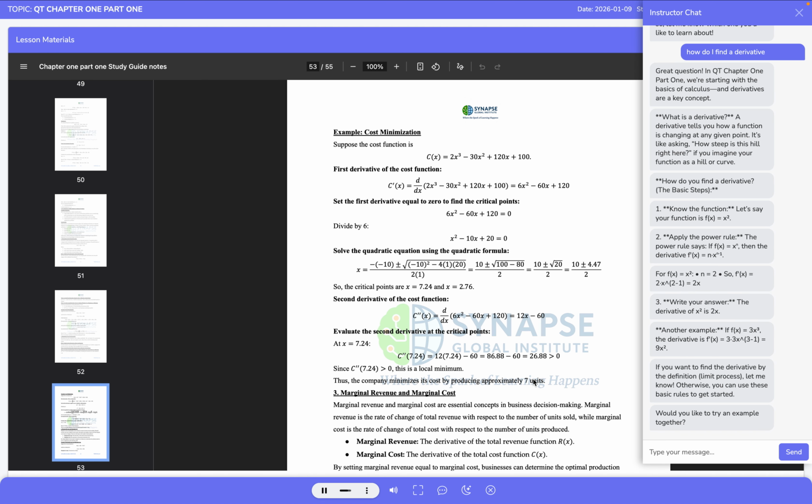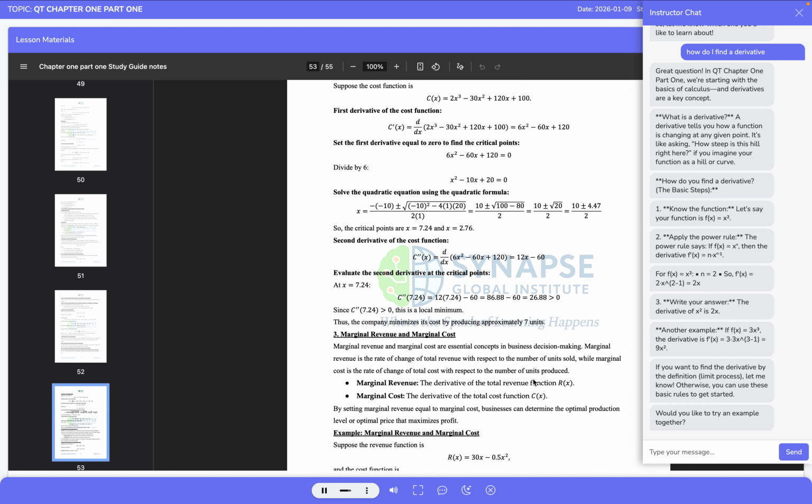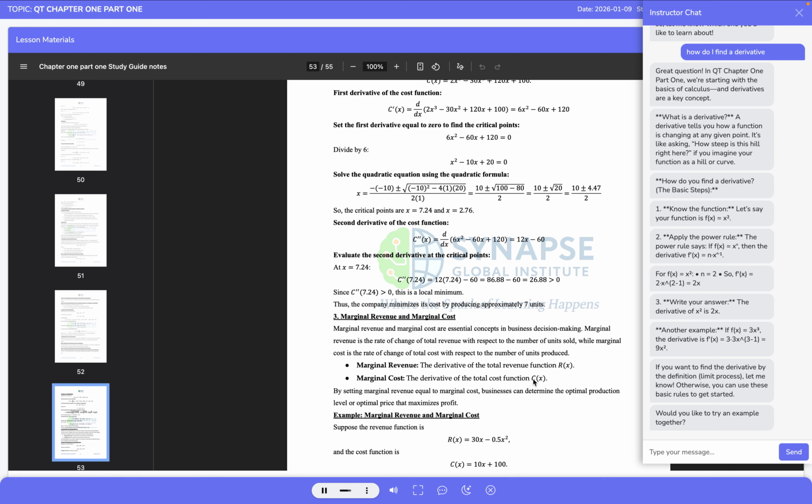The second derivative of the cost function is 12x minus 60. Evaluating this at x equals 7.24 gives a positive value, indicating a local minimum. This tells us that the company minimizes its cost by producing approximately 7 units. Marginal revenue and marginal cost are central to many business decisions.